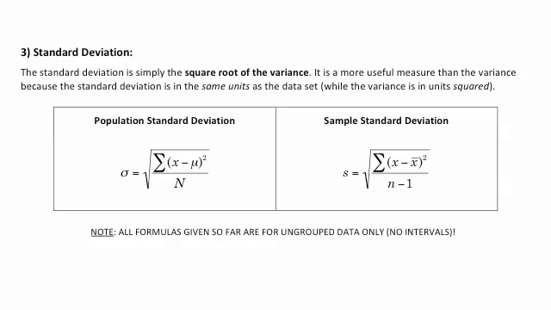One thing you have to note is that everything that we've talked about so far is for ungrouped data only, right? So as soon as we put things into intervals, as we've done before, as soon as we group our data set into intervals and then we go with a frequency, these formulas change. So this is for raw data only.